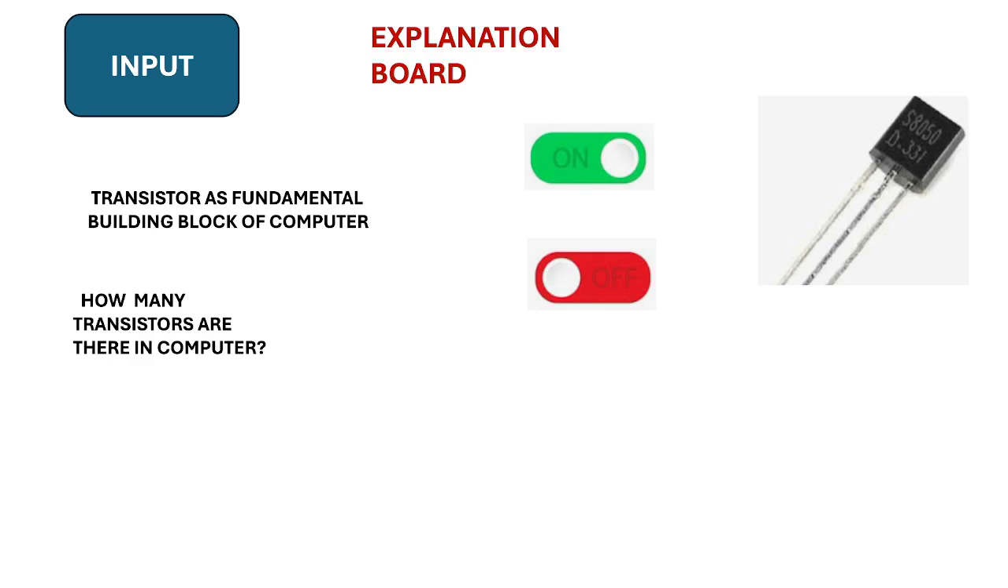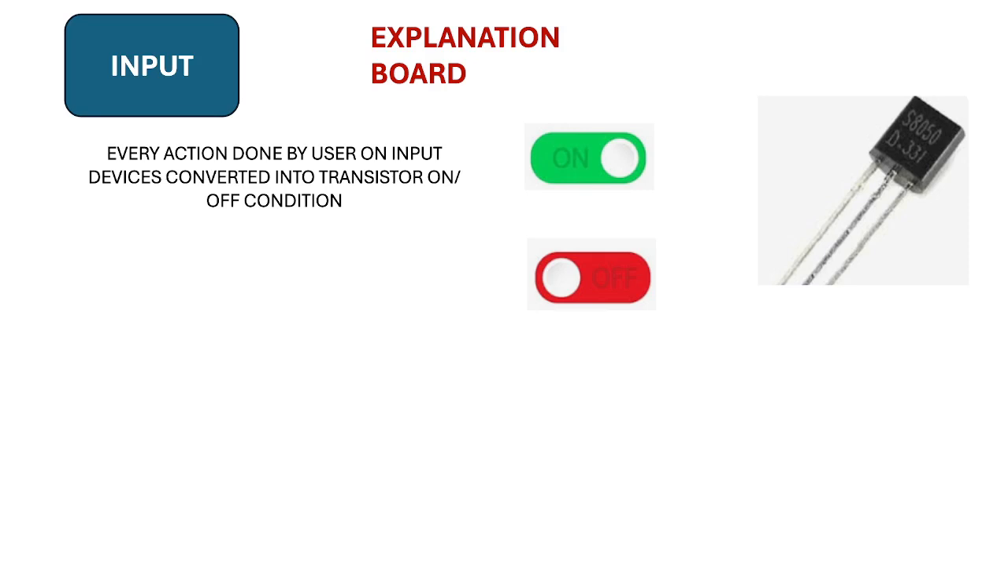integration types. You might have heard of small scale integration, large scale integration, very large scale integration, which is famous by its short form VLSI, and ultra large scale integration. All these integration types basically depend on the number of transistors used in the computer system. So let us understand this on and off switching of the computer, and what functionality it provides in a computer. Every action done by the user on input devices gets converted into a transistor on off condition.